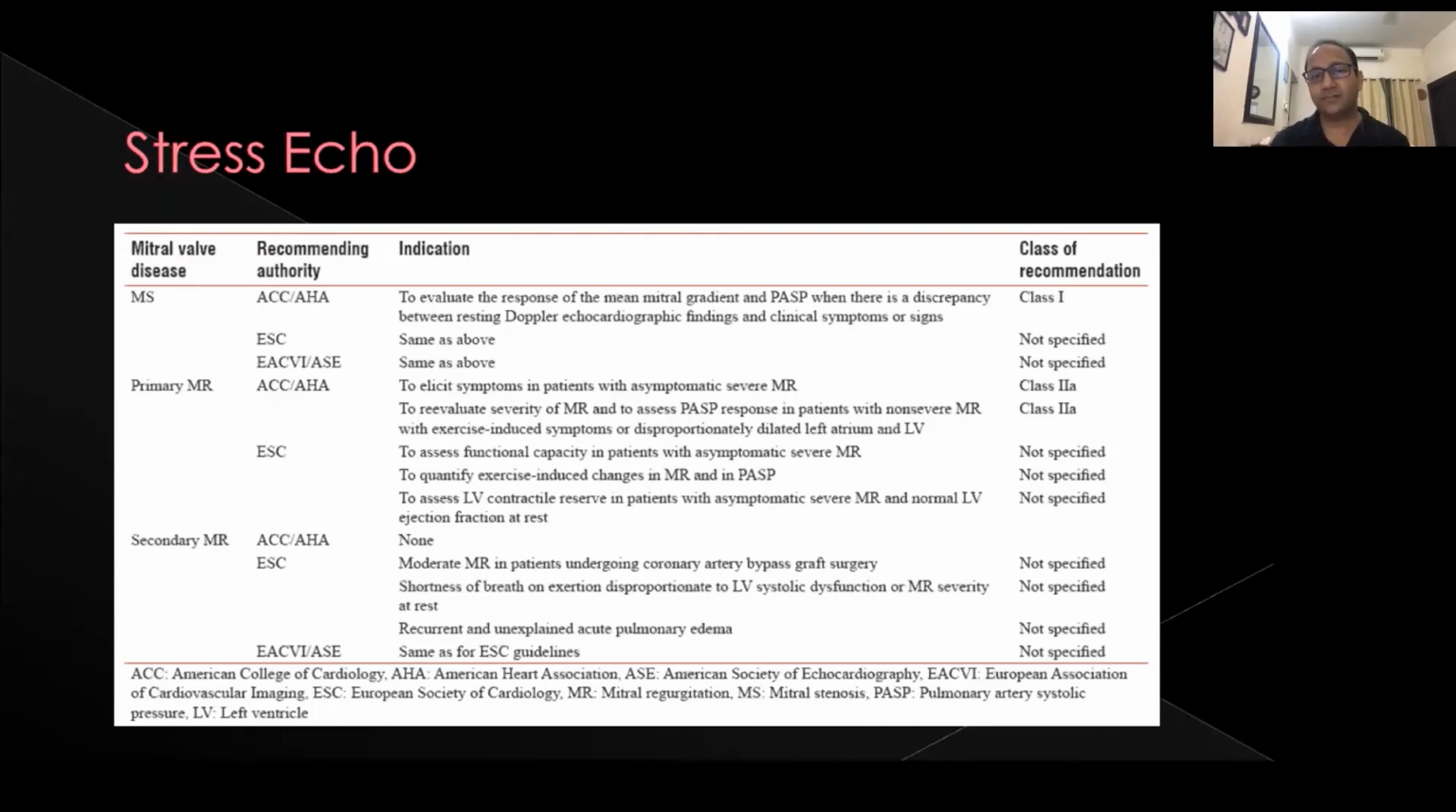Gradients may not be very high, but the moment you start making them walk, especially if we don't have bicycle ergometry, which is a much better modality. Otherwise, for stress echo, you should use a treadmill. Dobutamine has very little role in them. So you need a physiological exercise to unmask these patients who may require therapy.